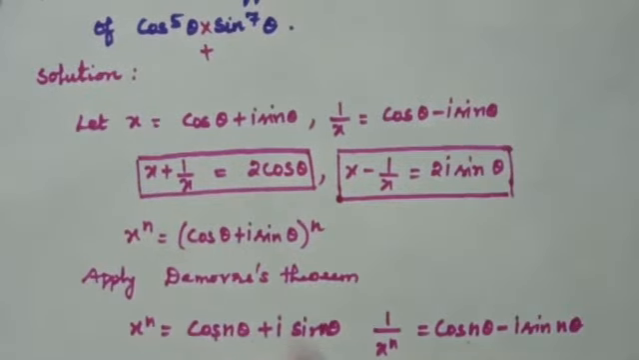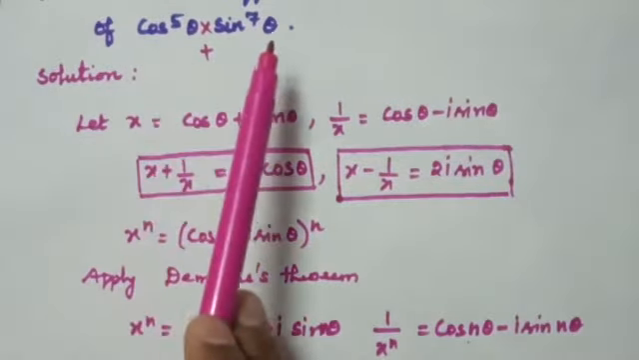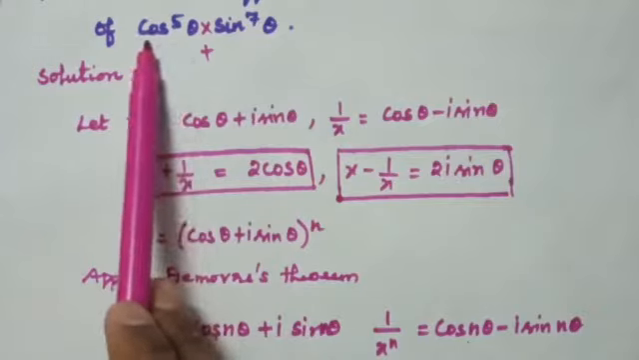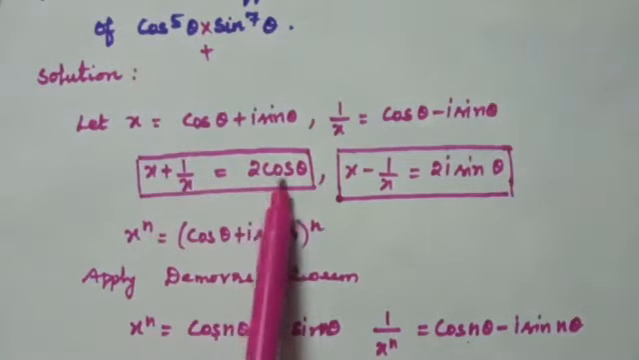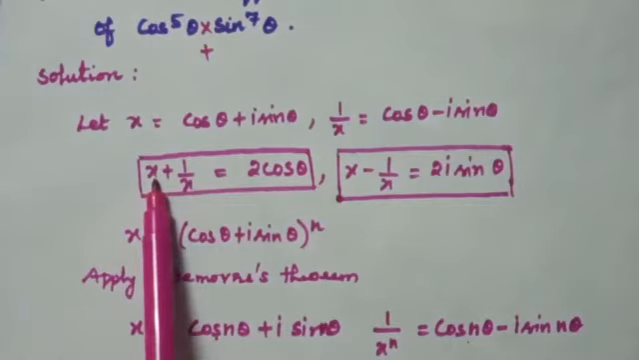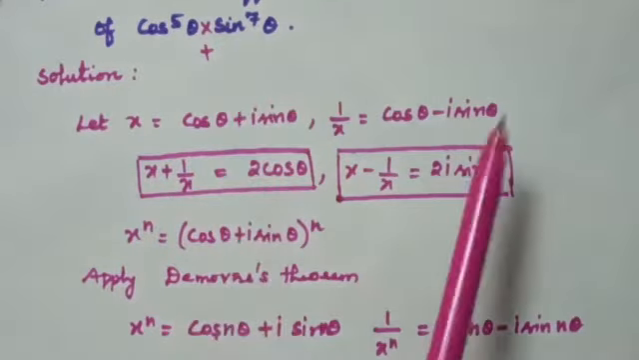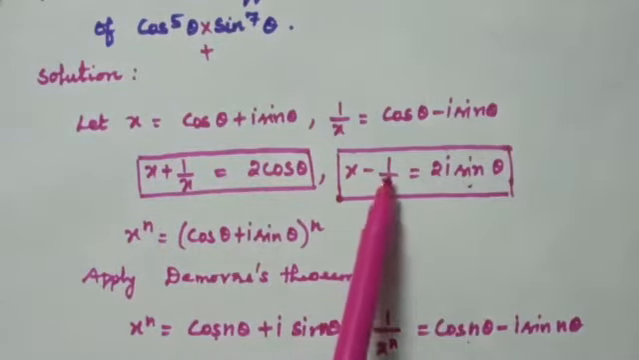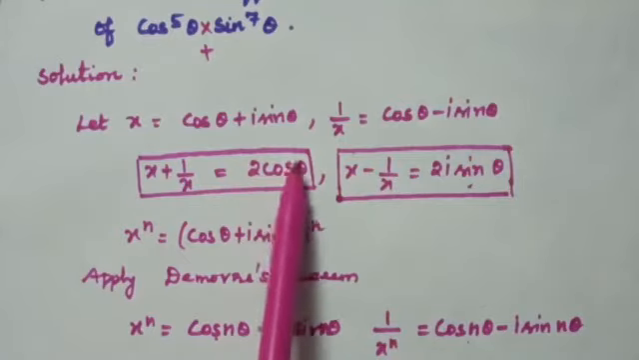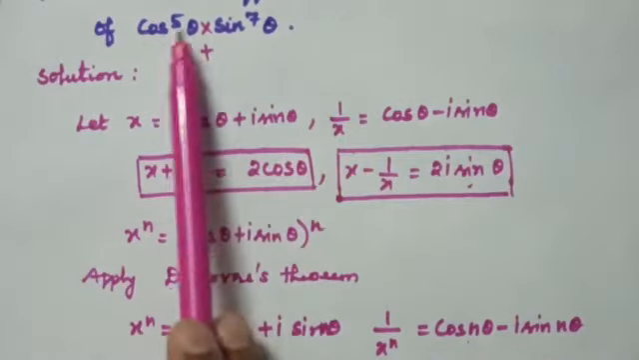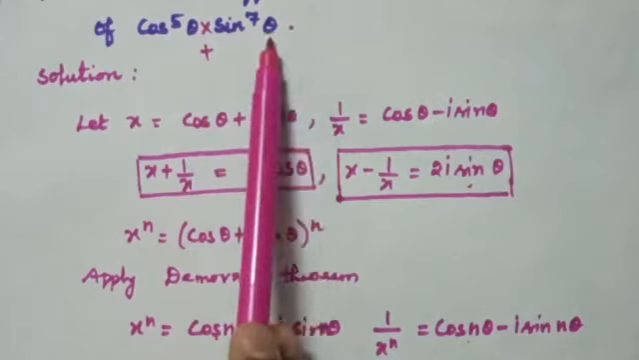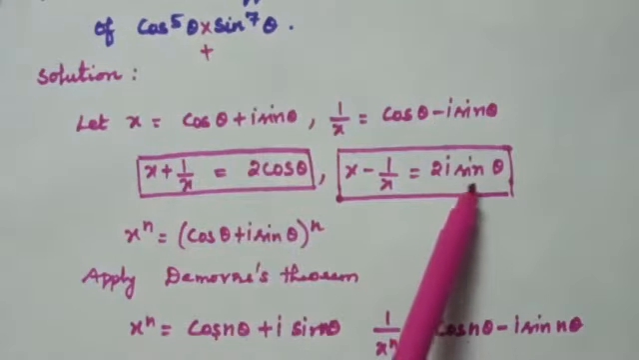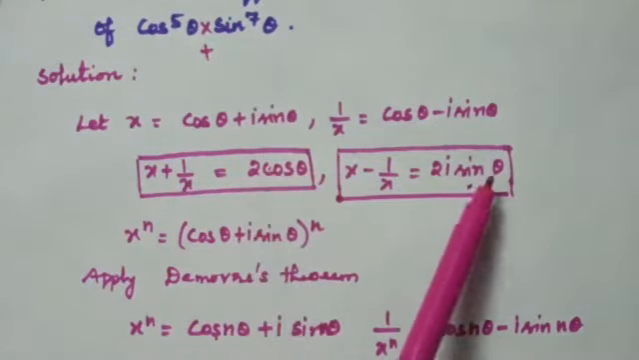The given problem is cos power 5 theta sin power 7 theta. First we have to take cos. Here 2 cos theta is x plus 1 by x. Next we have to take sin. 2I sin theta is x minus 1 by x. The power of cos is 5 and the power of sin is 7, so you have to take the power here as 5 and here as 7.